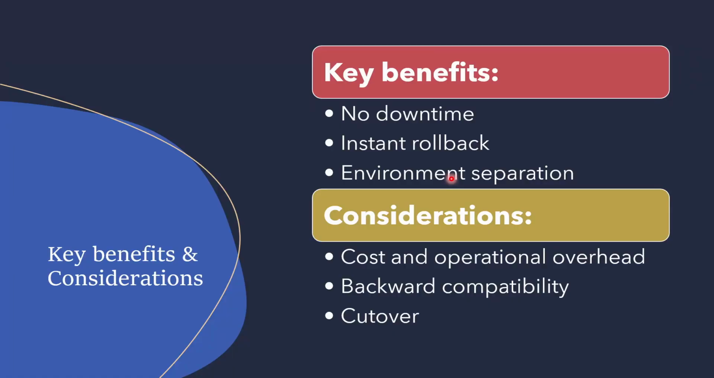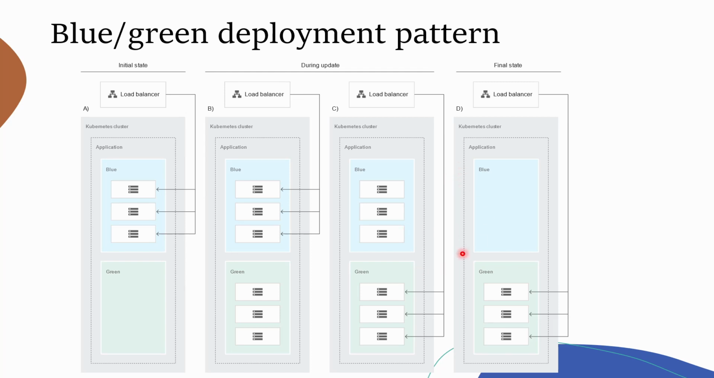The other thing is environment separation, where blue-green deployments ensure that spinning up a parallel green environment doesn't affect the resources that support the blue environment, because you're creating a parallel, different environment altogether. So it's not going to have any impact on the blue environment, which is currently serving the traffic.